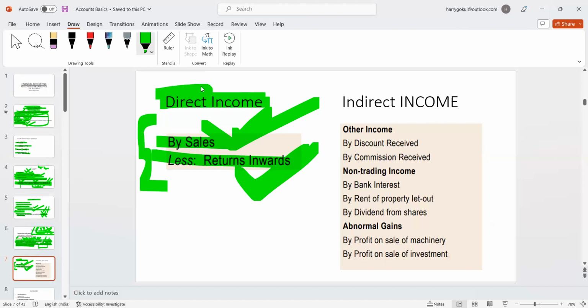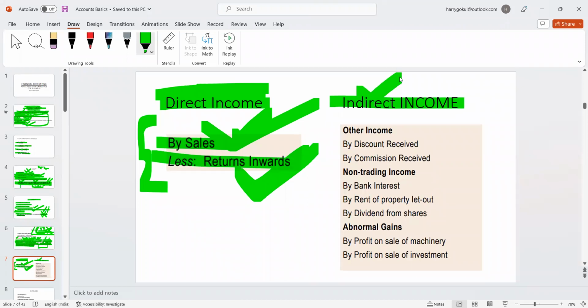There are two things. One is direct, directly related to the business activity. One is indirect, which is incurred to run the business. Other than the business activity, it comes under the indirect. For example, in this case, other income, discount received. Like for example, I purchased a product from my supplier, he gave the discount. On every occasion, I won't get the discount. It's rare in every business.